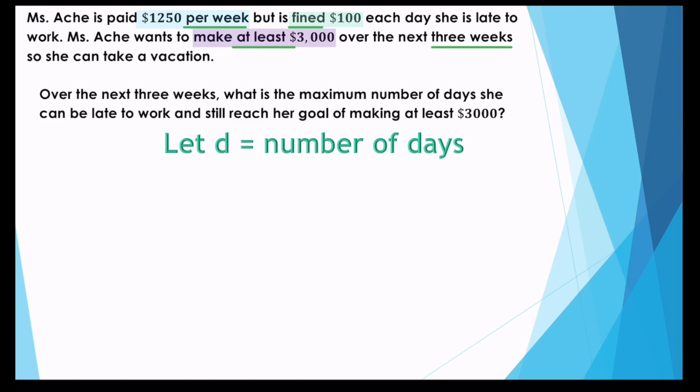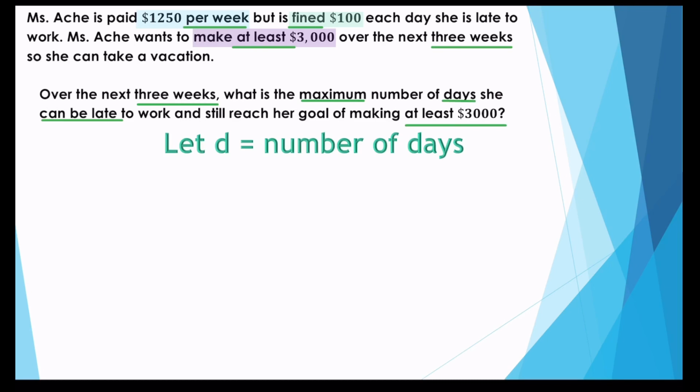So there's a lot of information there that we got. So let's think about it. How much is she going to make over the next 3 weeks? Think about how we could find that out. She wants to make at least $3,000. You know what she's going to be guaranteed to make over 3 weeks' time. Okay? So 3 weeks is kind of our magic number. And we're trying to find the biggest number of days that she could be late without going over.